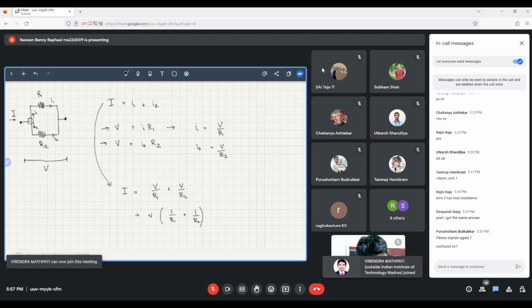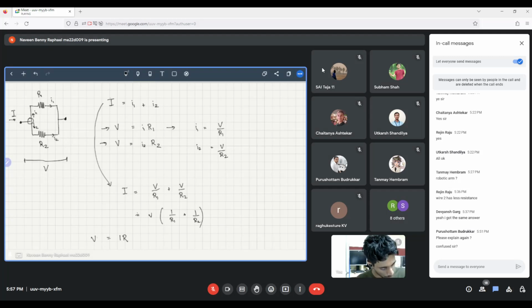But we know the voltage current relationship is supposed to be V is equal to IR. We want to write this as V is equal to I into R equivalent. So if you bring this side, what we'll get is I into (1 by R1 plus 1 by R2) whole inverse is equal to V. That means that R equivalent inverse is this term.